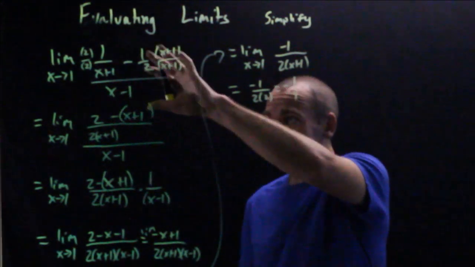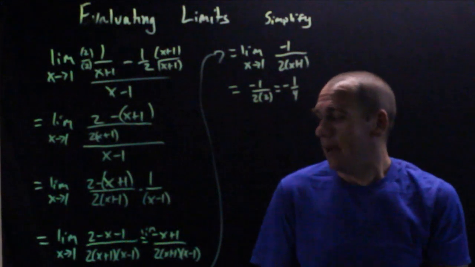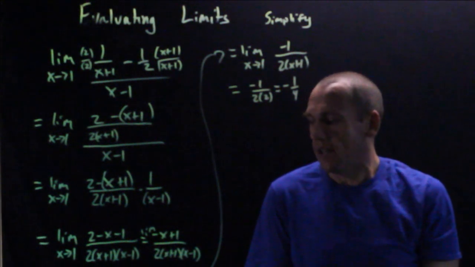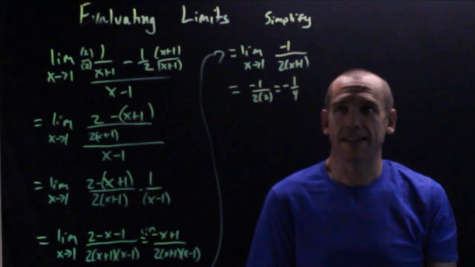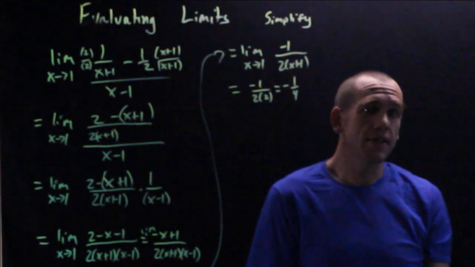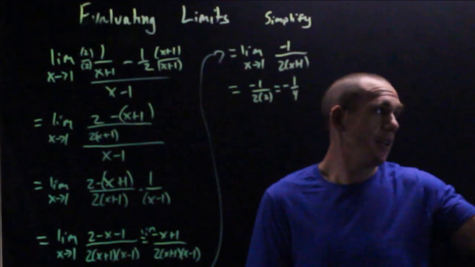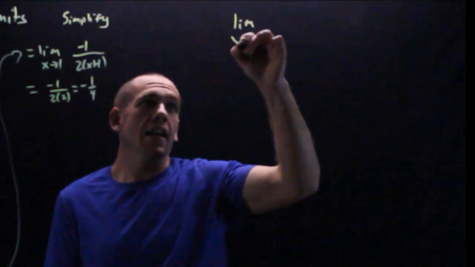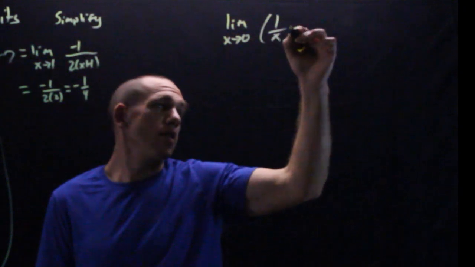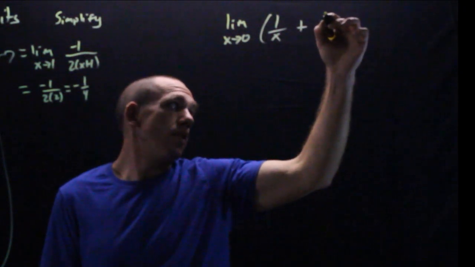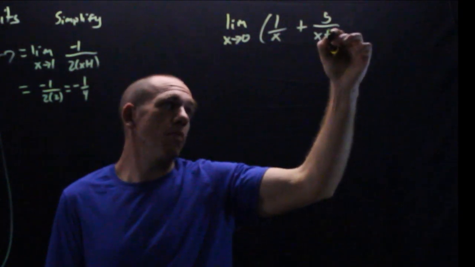So I just simplified that big long fraction, and that allowed me to use the limit laws to find the limit of this function as x approaches 1. What happens if we've got something a little bit complicated, like say the limit as x goes to 0 of 1 over x plus 5 over x times x minus 5.